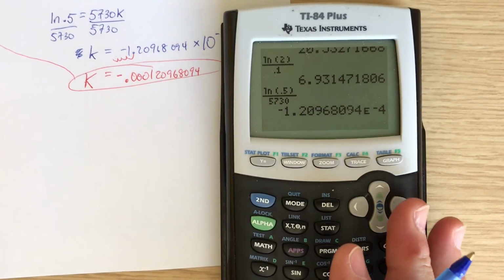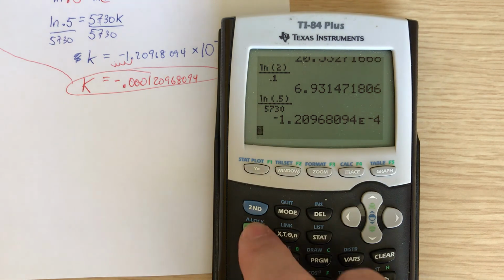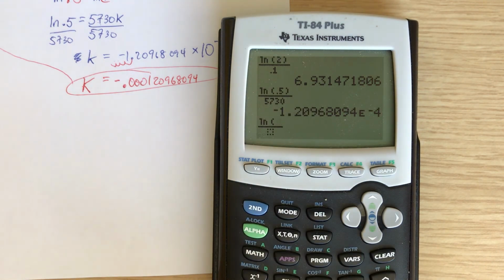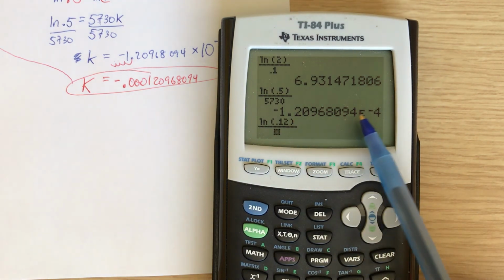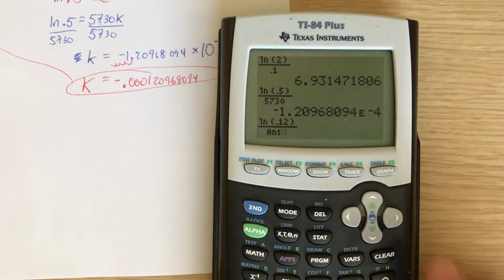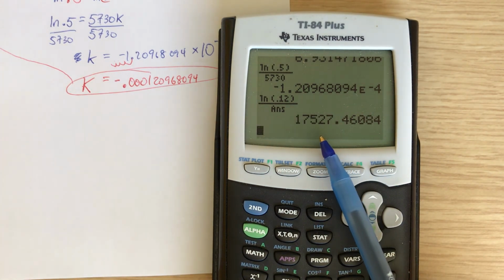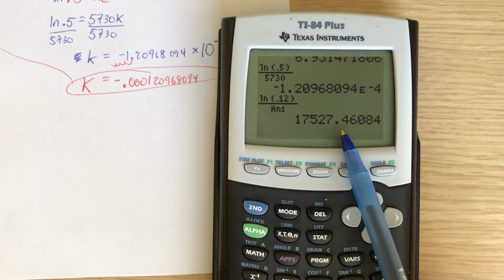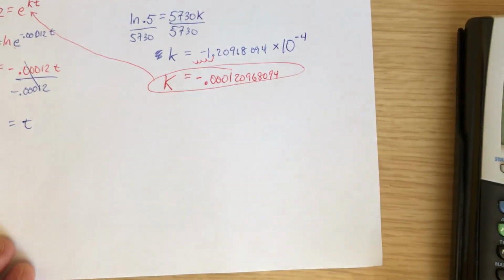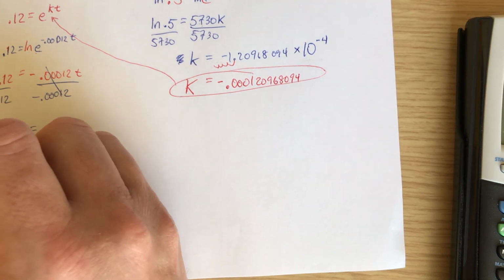So let me show you the difference here, why this is important. We'll see if this makes a difference, actually. I want to take the natural log of 0.12, 12% left. I want to divide it by this whole thing, the original constant. So I'm going to tell the calculator to put that answer in there. And what we get is 17,527. Now this is years, this is time. I'll round it to 0.5. So the time is 17,527.5 years.